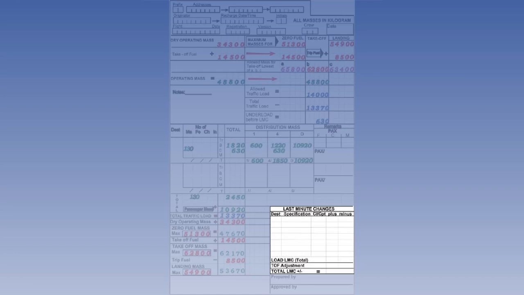On screen, you can see part of a load and trim sheet illustrating the last-minute change block. The changes must be brought to the attention of the aeroplane commander.